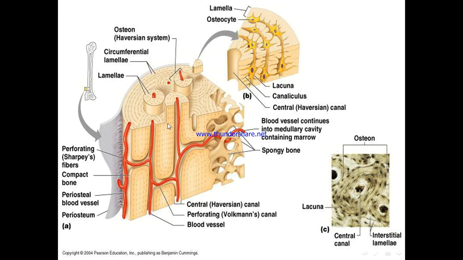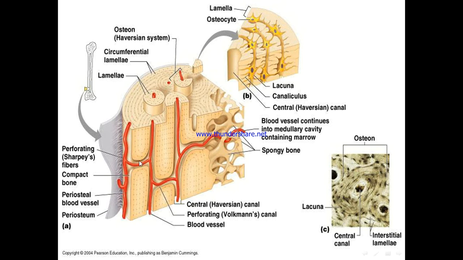So the Haversian canal contains small blood vessels responsible for the blood supply to osteocyte, which is the bone cell.